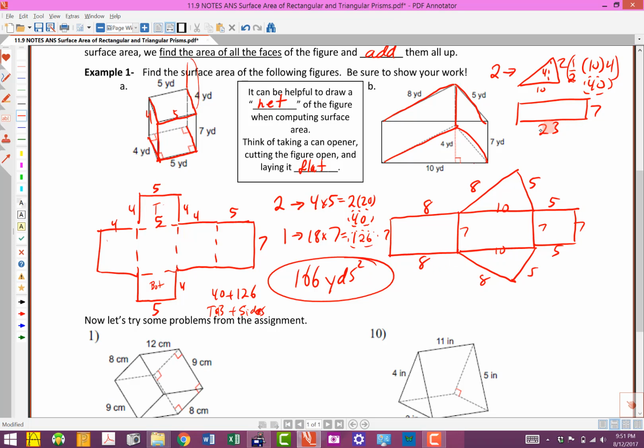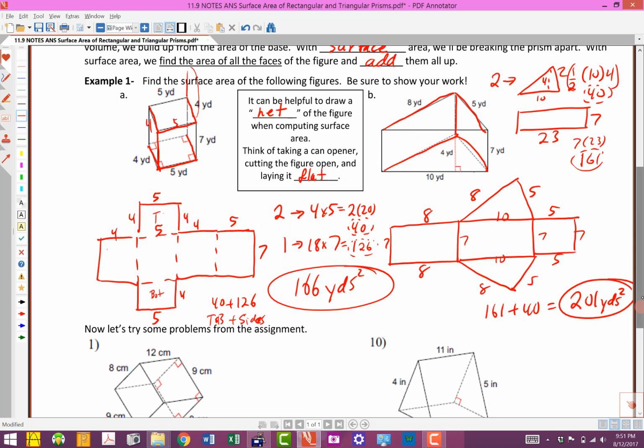So we're going to multiply those together. 7 times 23 is going to end up being 161. I think we got 161 there. So we're going to take the 161 plus the 40, and we end up with 201 square yards. Okay, that gives you the bulk of how to do these.